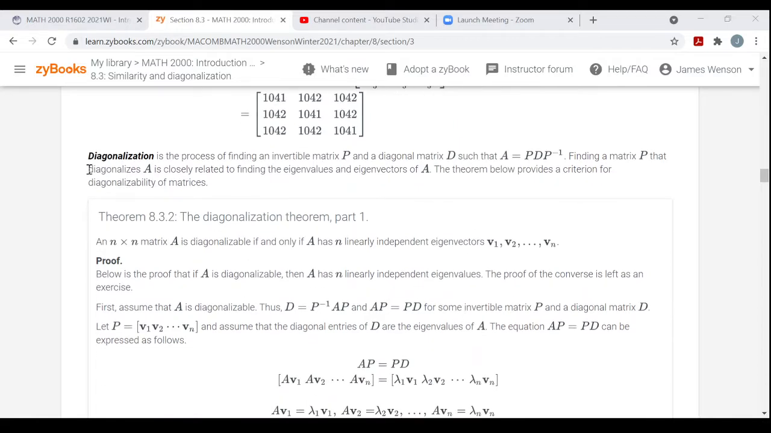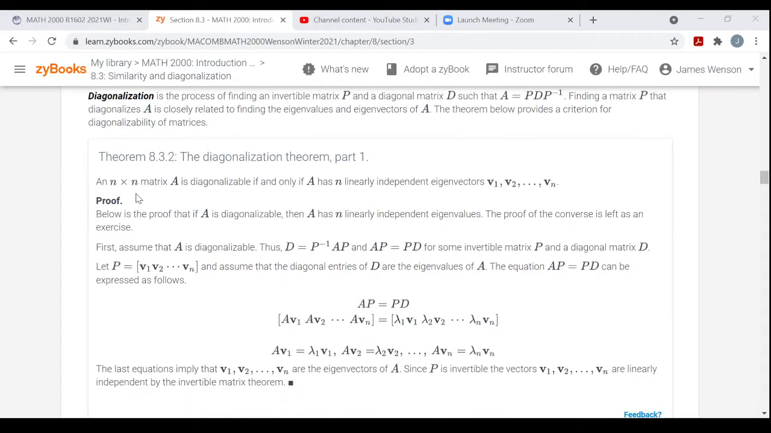All right, so another highlight here. Diagonalization is the process of finding this invertible matrix P and this diagonal matrix D such that A equals P times D times P inverse. So finding a matrix P that diagonalizes A is closely related to finding the eigenvalues and eigenvectors of A. The theorem below provides a criterion for the diagonalizability of matrices.